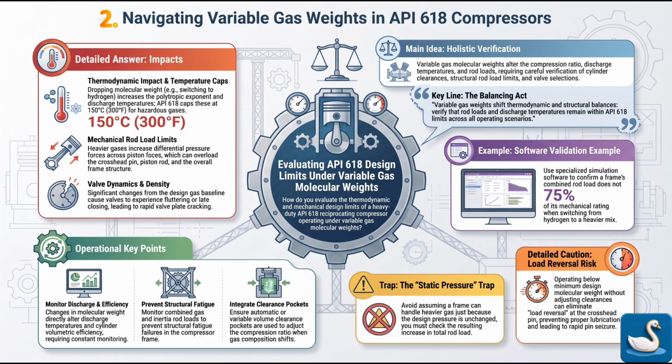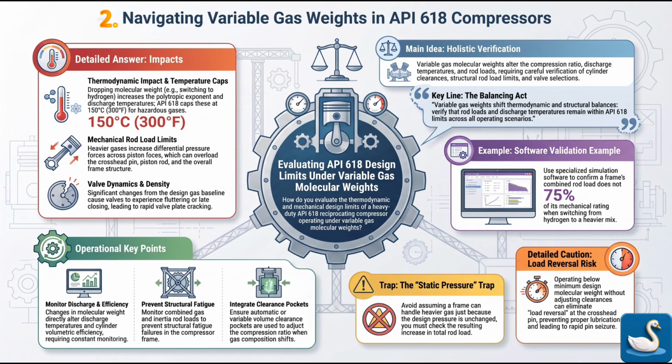Think of it like trying to push a sheet of plywood through the air versus trying to push that exact same sheet of plywood through water at the exact same speed. Oh, I see. The water is denser, so it pushes back with massive resistance. When you compress a heavier gas, the gas inertia and density resist compression much more strongly. So it's fighting the machine. Exactly. This massive increase in differential force translates directly down the piston rod. It can severely overload the crosshead pin, the piston rod itself, and the entire frame structure.